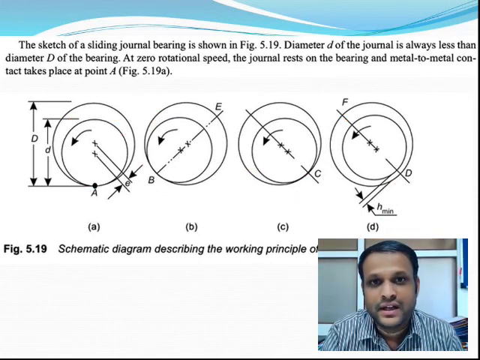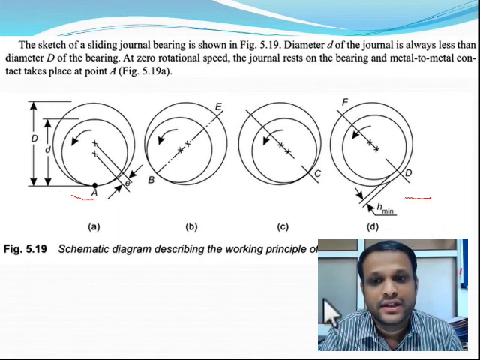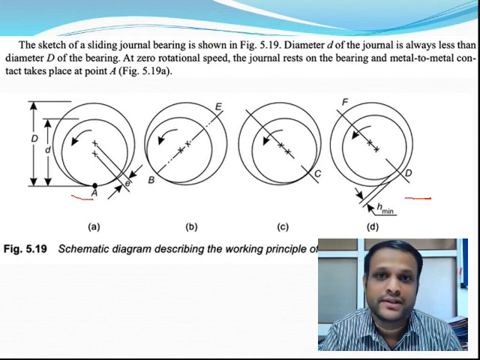Now that we have seen the function of the journal bearing from stopped condition to the stable state condition, let us go ahead and review the important parameters that should be considered while designing and selecting a proper hydrodynamic journal bearing.